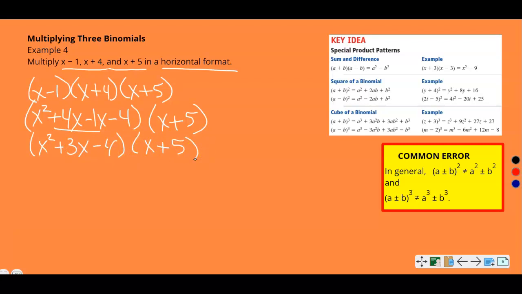Now we're going to do the same thing again. We've got to multiply the first term by each of these, multiply the middle term by each of these, and multiply the last term by each of these. So x squared times x is x cubed. X squared times 5 is 5x squared. Now I've got 3x times x, so 3x squared. And 3x times 5 is 15x. Now I've got to do the negative 4 times both terms, so negative 4x. And negative 4 times 5 is negative 20.